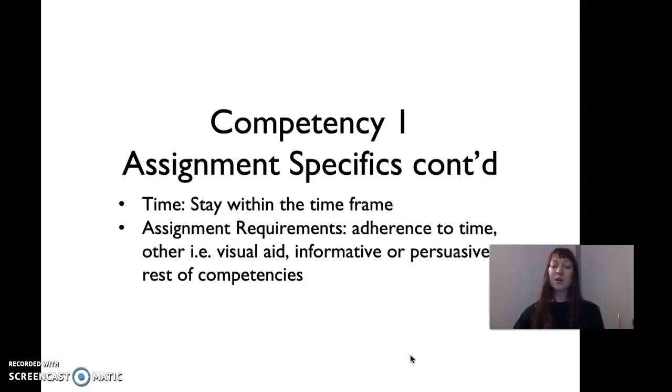So some classes will do different types of presentations and some will just do the informative. So Com 111 will focus more on the informative, and then Com 241 does the different types of presentations.